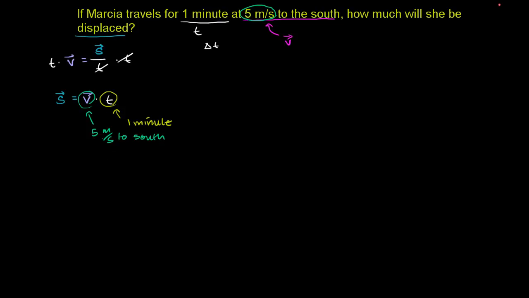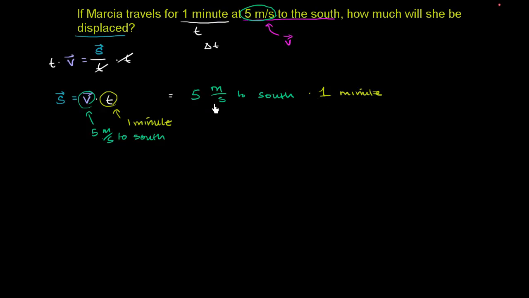So if we want displacement, that's just going to be equal to 5 meters per second to the south, times 1 minute. The problem here is that when we're talking about displacement, we're going to think about a magnitude of how much it's moved. So it'll be a distance of some kind and some direction. We have our direction here, but we don't want any other units there. If we just multiply this, we have a minute over here, but we have seconds in the denominator. You can't just cancel out a minute and a second.